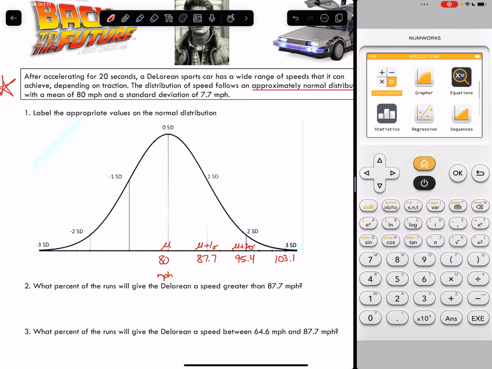And then on the left-hand side, going the opposite direction, we're now minus 1 standard deviation. So we're going to subtract 1. So 80 minus 7.7 would get us to 72.3. Subtracting that again to get to minus 2 standard deviations would be 64.6. And then to 3 standard deviations, 56.9.